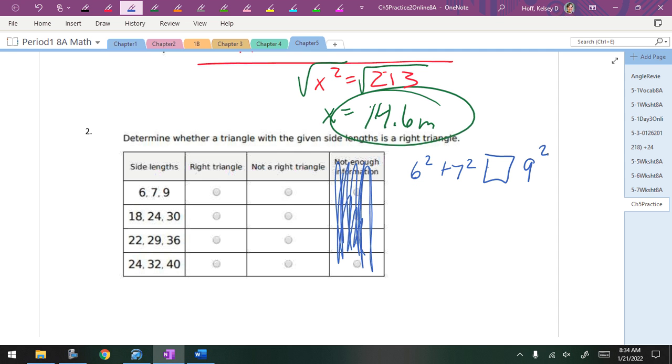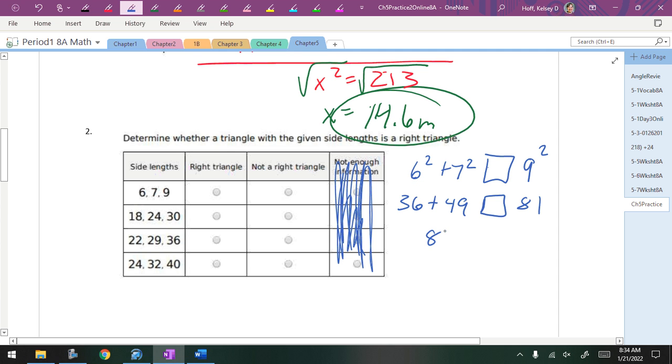6 squared is 36. 7 squared is 49. 9 squared is 81. 36 plus 49, 85. So would you select right triangle or not a right triangle? Not a right triangle. Because they're not equal. Do the second one on your own.